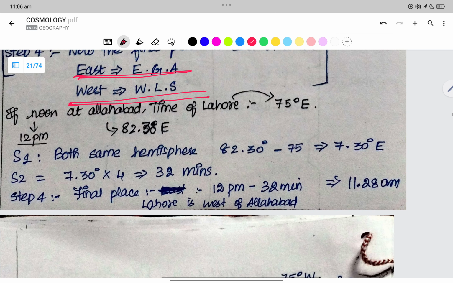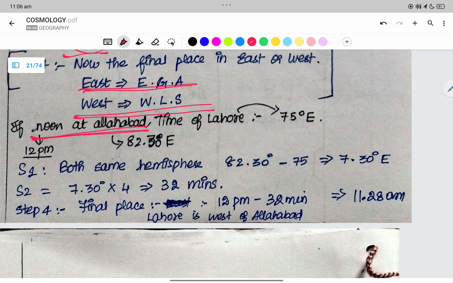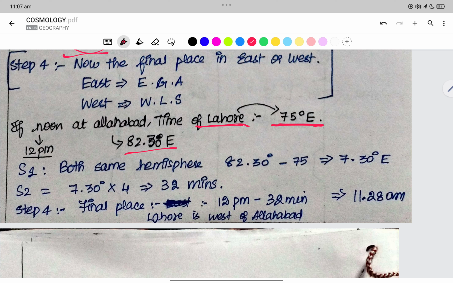Now let us solve a question. If it is noon at Allahabad, what is the time at Lahore? Allahabad is where we have the Indian Standard Time, 82.30, right? Here we have Allahabad, here we have Lahore. It is towards the west, right? West is loss, we have to subtract.